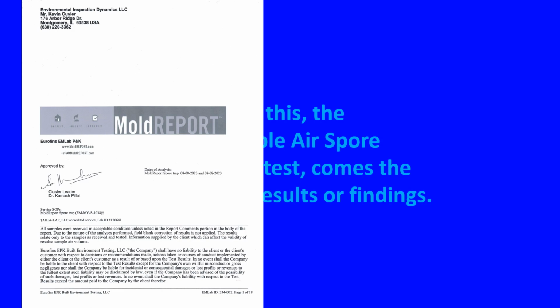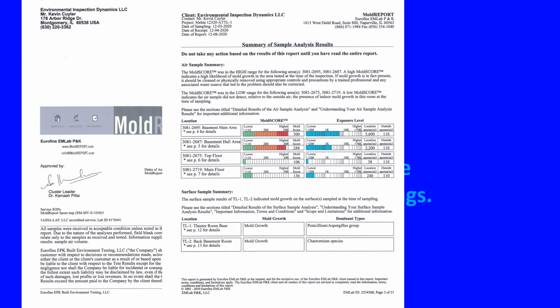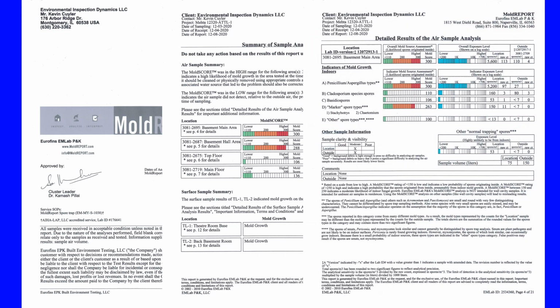This is the cover of the report. This is a summary of sample analysis results showing all the locations. And this is the detailed results of the air sample analysis of a specific location. I'm just showing you this. The reason we like this is it gives us graphs, and of course in color with the numbers here, that we like showing our clients because they can gravitate to that and it's easier to understand.